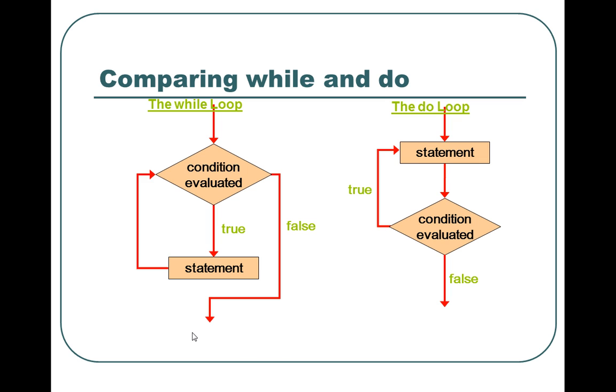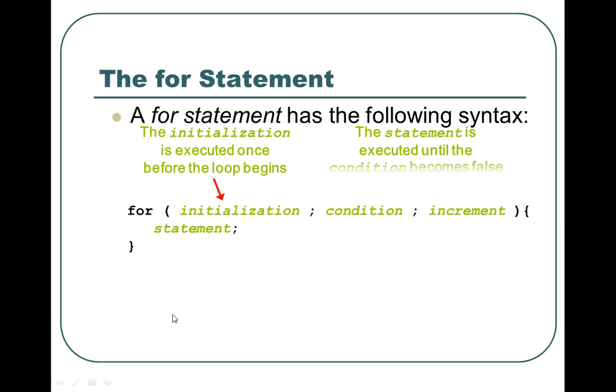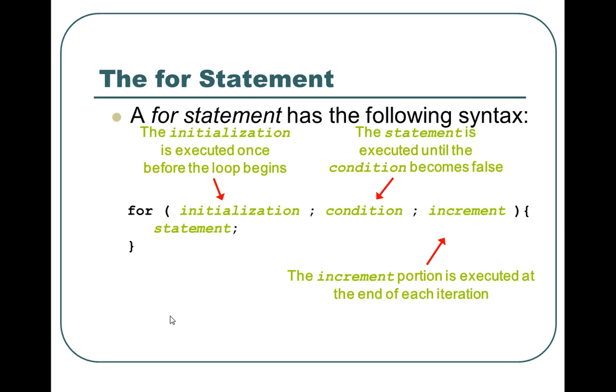While is the entry control loop and do while is the exit control loop. In while we check the condition at the starting phase, but in do while we check the condition at the ending phase, or at the exit phase. Another loop is the for statement.